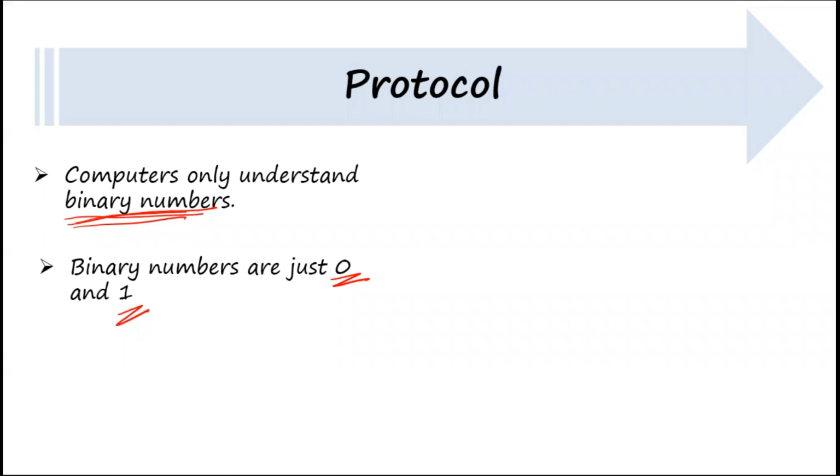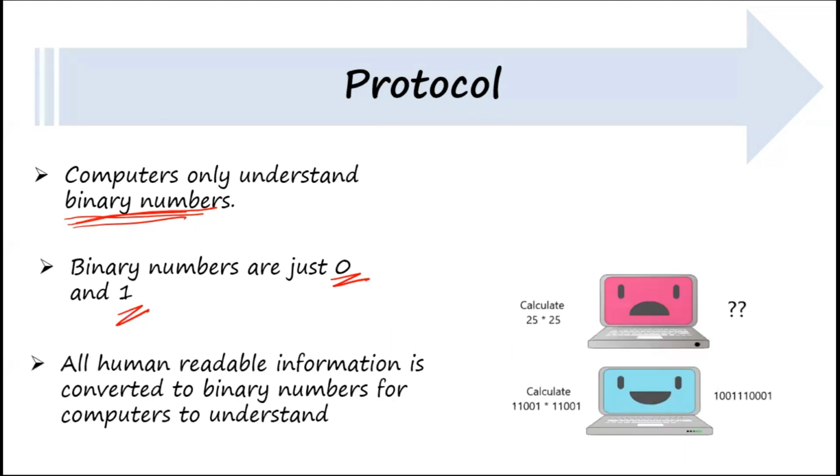Everything gets converted into zeros and ones. All the information, whether it's colors, images, texts, or full websites, all information on a computer is built up using only zeros and ones. So all human readable information, by which I mean the language we speak, converts into zeros and ones.